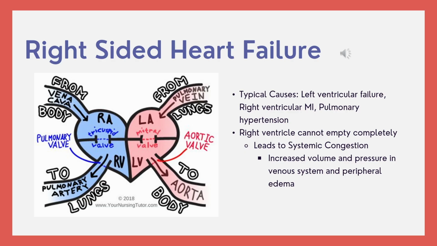So the key difference between left-sided and right-sided heart failure is that left-sided leads to pulmonary congestion, while right-sided failure causes systemic venous congestion. So again, if you look at this diagram here on the slide, you can see how blood flow through the heart is affected. When the right ventricle fails, blood can't move efficiently into the pulmonary circulation. So that causes a backup into the venous system. So this explains why patients who have right-sided heart failure will present with swelling in their legs, distended neck veins, and fluid retention in their abdomen.